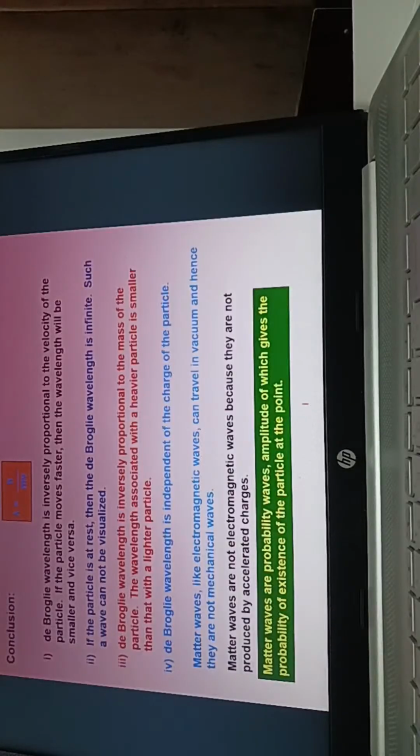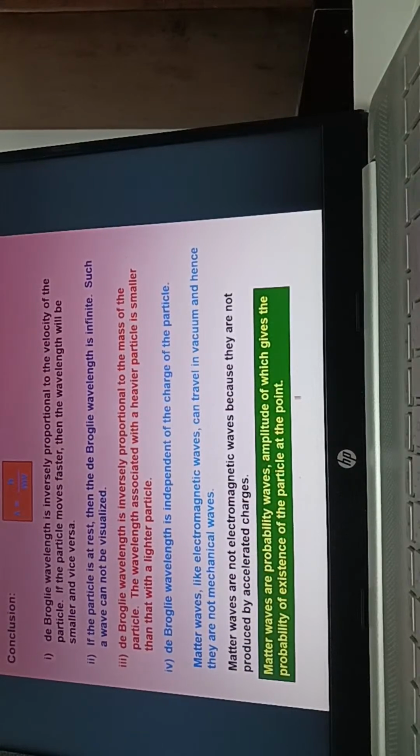Matter waves are probability waves, the amplitude of which gives the probability of existence of the particle. If the amplitude is more, the particle's existence is more likely. That is something you are going to learn in higher classes. Now, up to here you have learned points 1, 2, 3, 4.